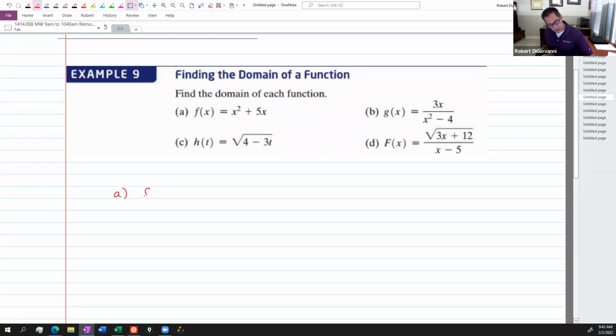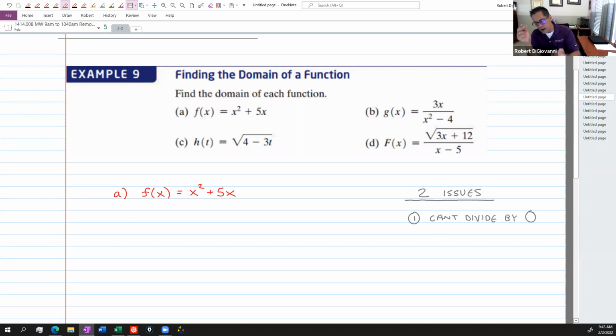So let's start with A. For this function, f of x equals x squared plus 5x. And I should probably start with this. Right now, where you are in your math life in terms of functions, there's really only 2 things you ever have to be worried about. The 2 issues you have right now are: 1, you can't divide by 0. You can never have division by 0.